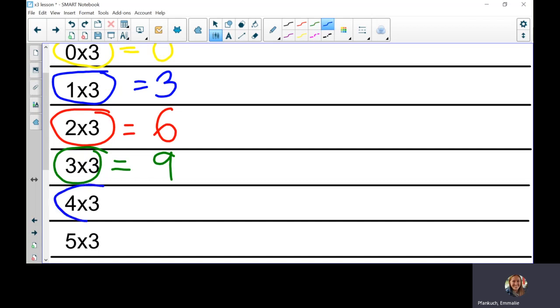Let's think about our 4 times 3. I think that's another one I would like to skip count by 3's. 3, 6, 9, 12. If you memorize that song from Mr. Ottenreith, you're going to be golden. You're going to remember a lot of these.